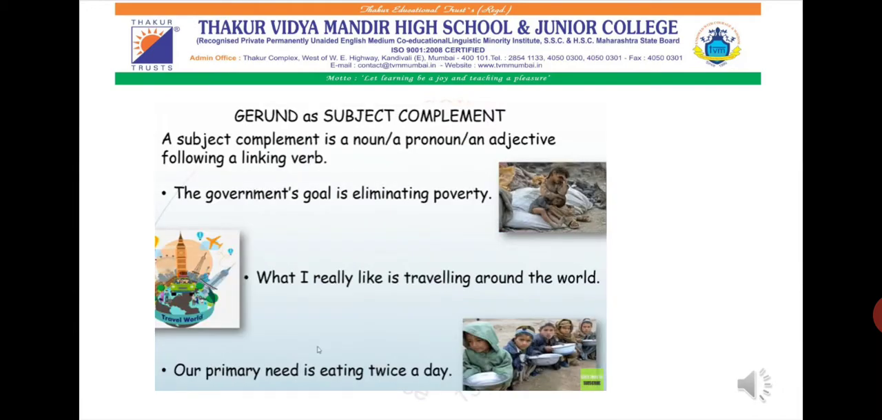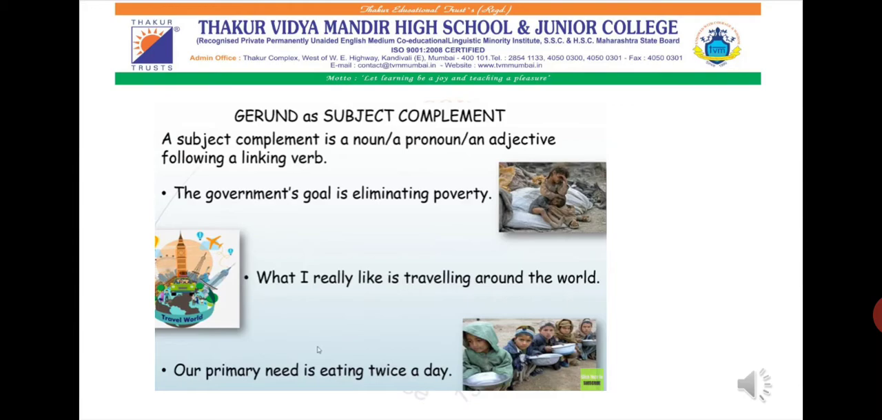Now we will study gerund as a subject complement. What is the meaning of the word subject complement? Subject complement means it gives extra information about the subject. A subject complement is a noun, a pronoun, or an adjective following a linking verb. A linking verb links two parts of a sentence, or helps the sentence to get completed.